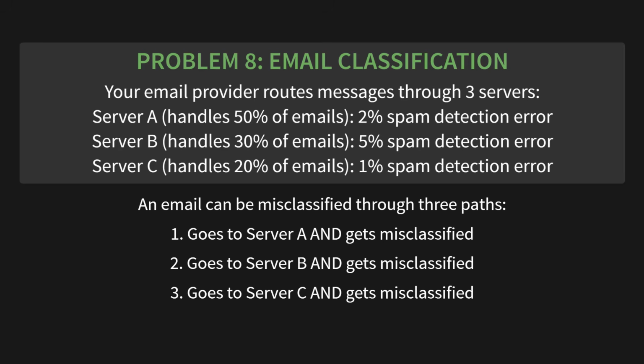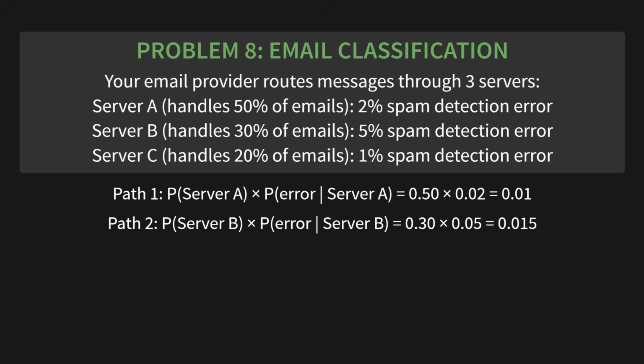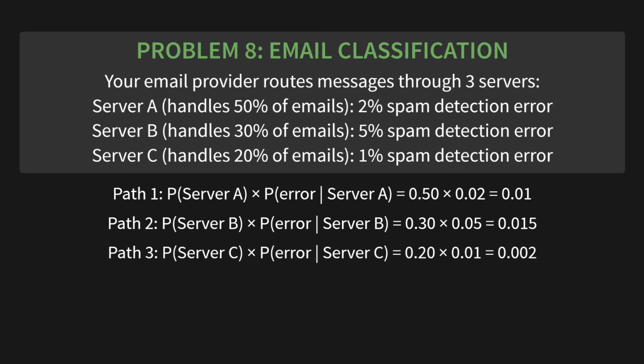An email gets misclassified in 3 possible ways. It goes through server A and gets misclassified, or through server B and gets misclassified, or through server C and gets misclassified. So let's calculate each path separately. Server A handles half your emails, that's a lot, with a 2% chance of messing up. Server B handles 30% of emails, but it's less reliable with a 5% error rate. Server C only handles 20%, but it's the most accurate with just 1% errors.